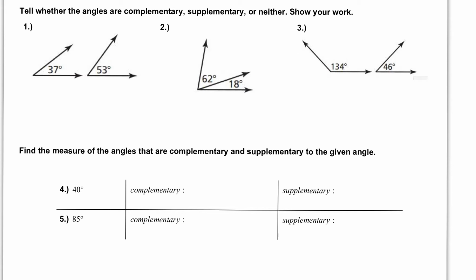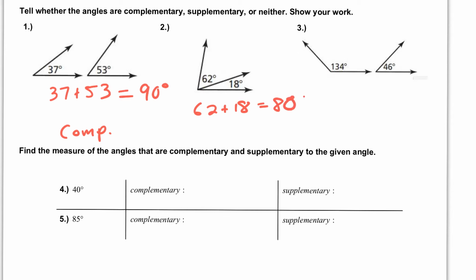complementary or supplementary. So if we add up 37 plus 53, 37 plus 53 gives us a sum of 90 degrees, and when they add up to 90 degrees, that means they're complementary. For number 2, if we add up 62 plus 18, 62 plus 18 equals 80 degrees, and that is neither complementary or supplementary.